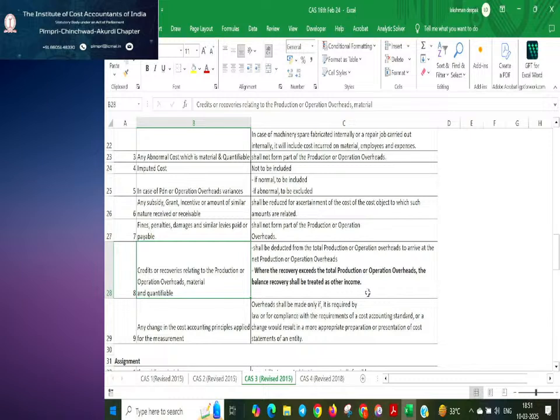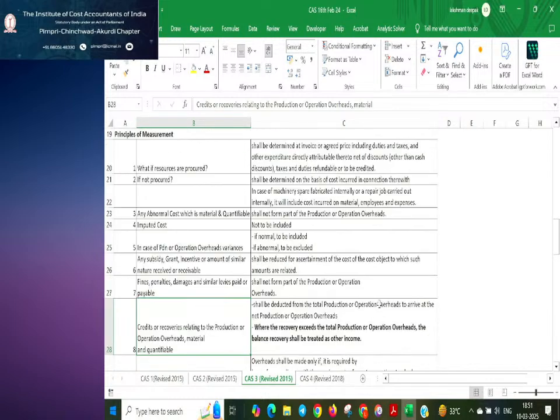Got it? Any change in the cost accounting principles? Of course, frequent changes are not allowed, but if it is necessary or it is according to some compliance, or this change is going to be much more appropriate in the presentation of cost, in that case, the changes are allowed. So these are the principles of measurement.